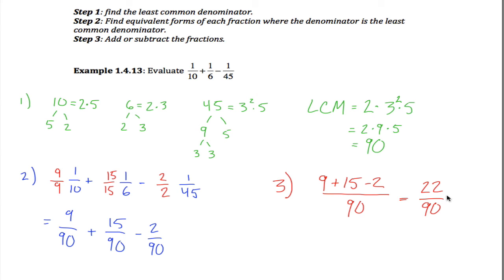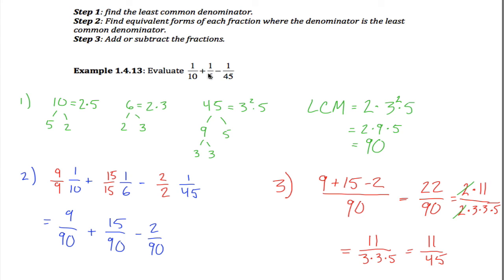I should check to see if I can simplify this. To do so, I'll find the prime factorizations. 22 is 2 times 11, and 90, as I saw above here, is 2 times 3 times 3 times 5. So in fact, I can simplify this fraction. I have a 2 in the numerator that'll cancel with a 2 in the denominator. So what I'm left with for my final answer is 11 in the numerator and 3 times 3 times 5 in the denominator. 3 times 3 times 5 is equal to 45.